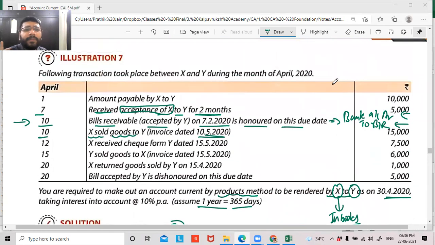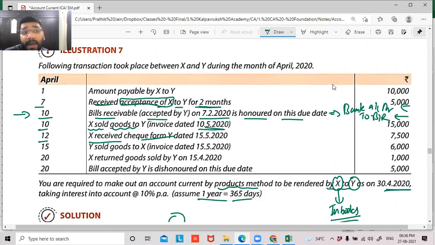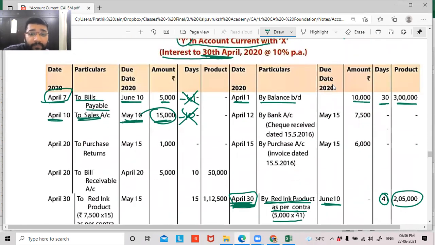Normal forward method, guys, how we are doing like that only we're doing. Just the minus part we're taking to the other side. Very simple. On 12th, X received a check from Y. X is receiving a check, guys. So we are receiving a check. Can I say bank to Y? So by bank.